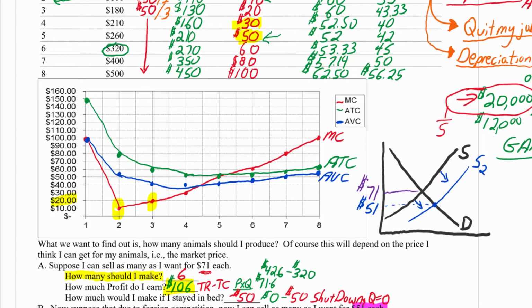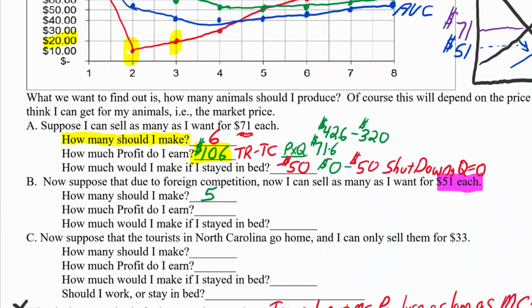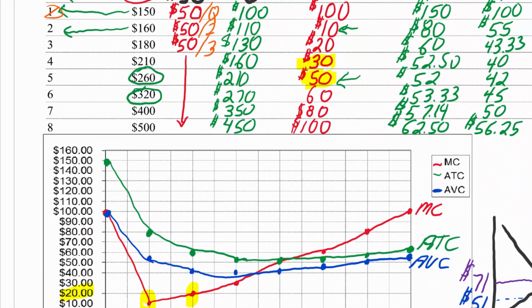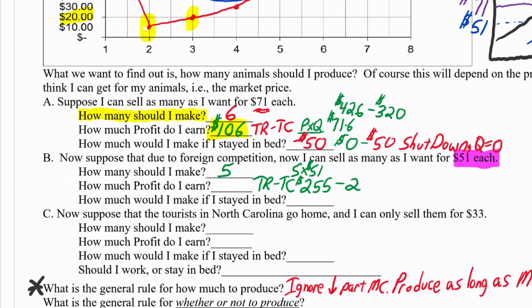So our answer would be produce 5 units. How much profit are we going to earn if we do this? All right, well, we do total revenue minus total costs like before. Total revenue is going to be 5 times $51 equals $255 in total revenue. Minus our total cost up here is $260 for producing 5 units.